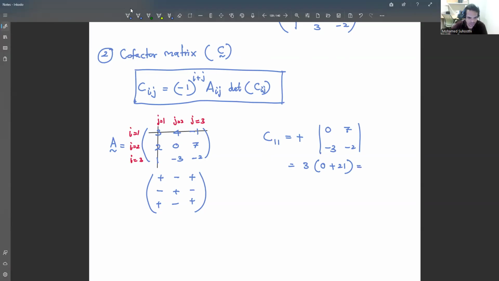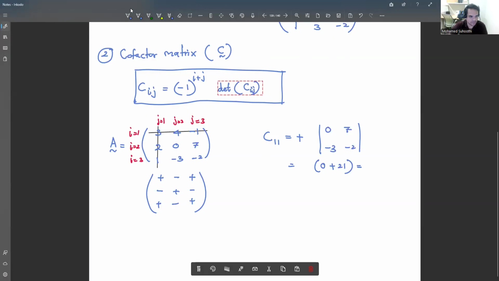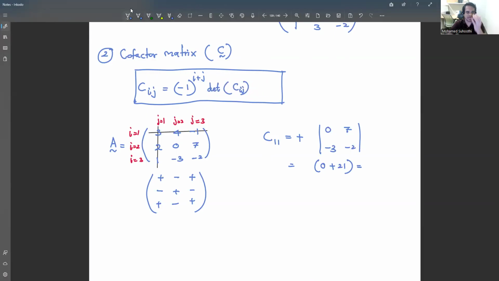Sorry, not this one. So not aij, just only this one, right? Yeah, determinant only we need this one. Here we are considering the cofactor matrix, right? Sorry, this aij is not there. The answer is now 21, right? Okay, 21 is the answer.